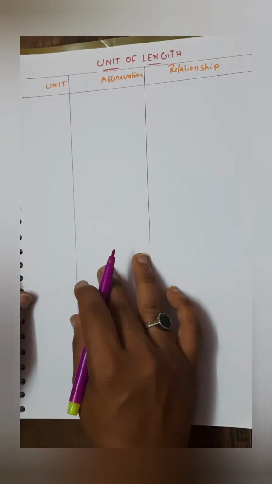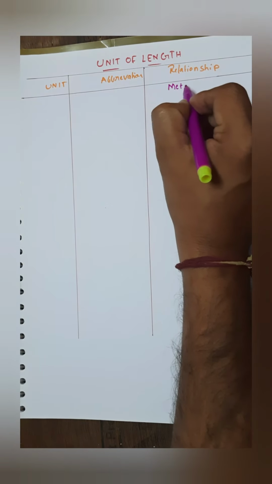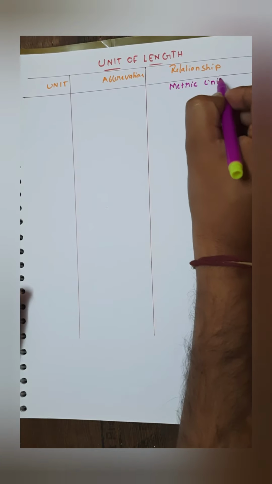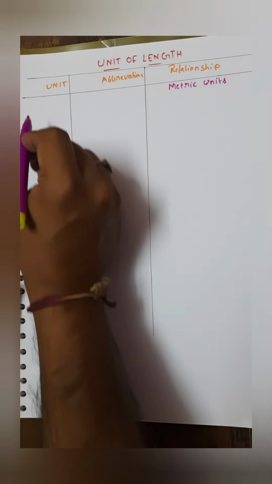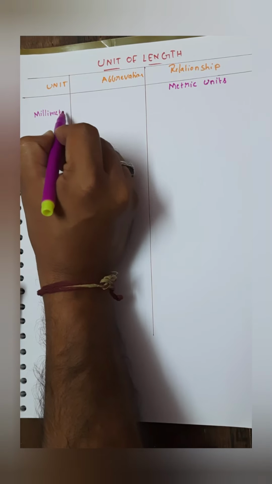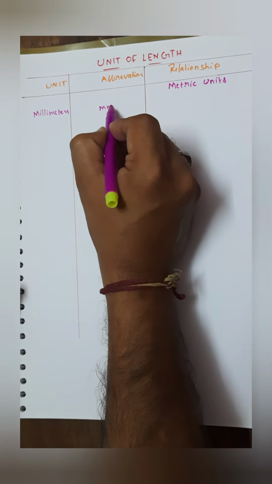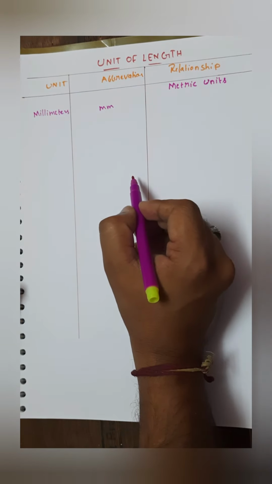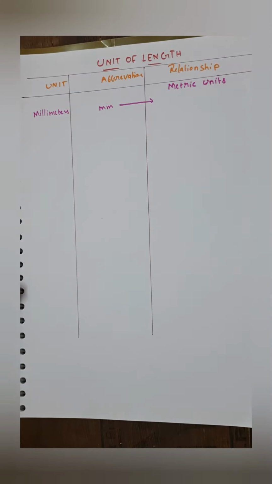So now the first thing is metric units. In metric units, the first one we know is millimeters, indicated as mm. As this is the first one in the metric system, we will never have any relationship, so we don't need to consider any type of relationships.